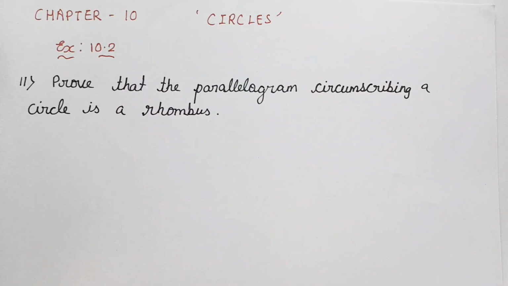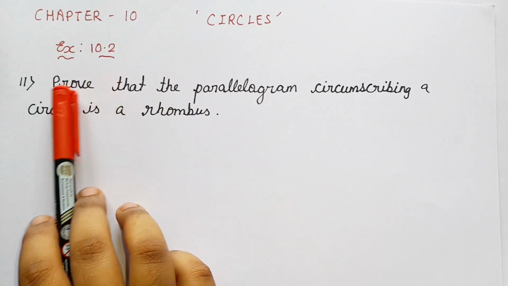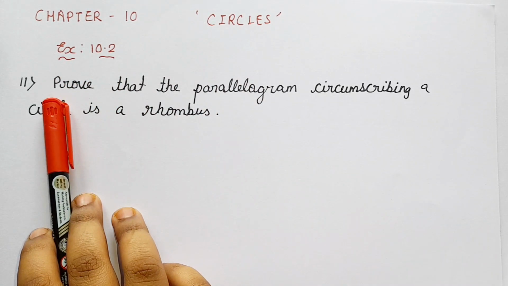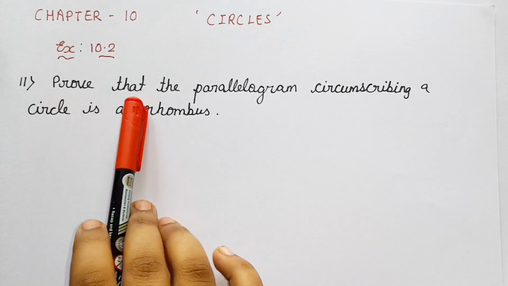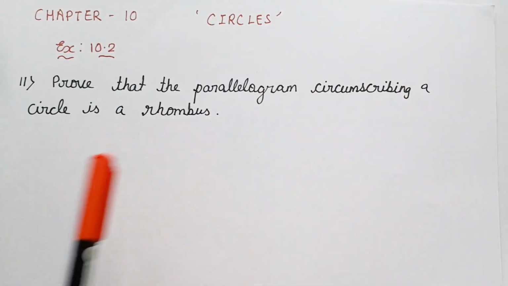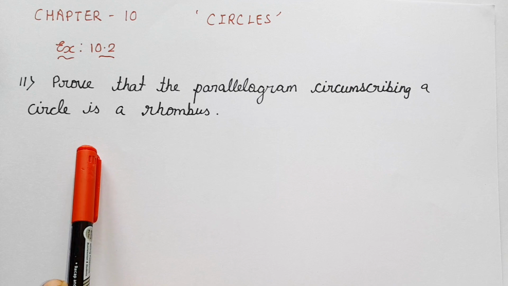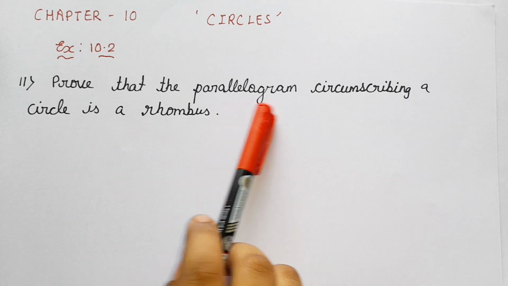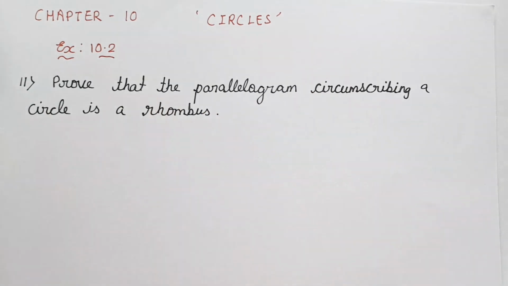Today we are going to be learning Chapter 10, Circles, Exercise 10.2, 11th question. Alright, now let's read the question. Prove that the parallelogram circumscribing a circle is a rhombus. So we are supposed to prove that the parallelogram circumscribing a circle is a rhombus.